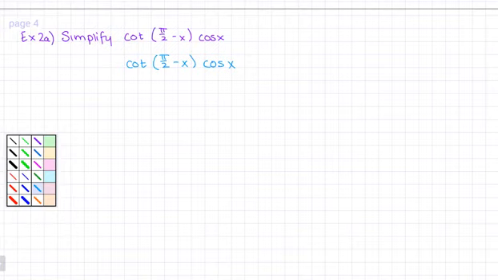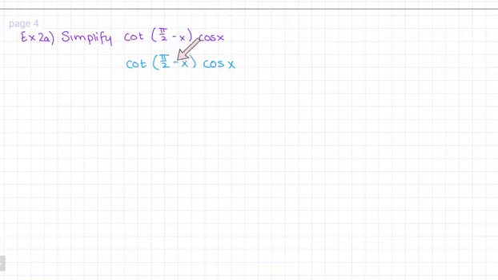The first thing that should be jumping out at you, though, is, oh, look at that. It's the pi over 2 minus x. There's only one kind of identity that had the pi over 2 minus x, and that's our cofunction identities. So we know we're going to use the cofunction identities first.